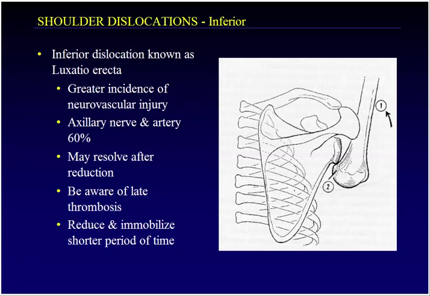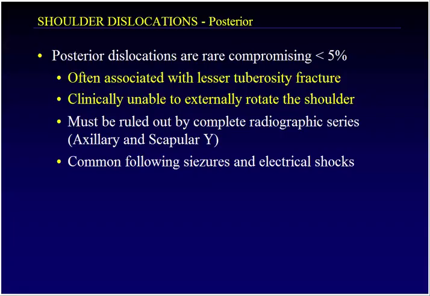However, you have to be aware of the potential for late thrombosis of the axillary artery. So these patients do need to be followed serially with clinical exams after reduction of the shoulder, because even though they may have intact pulses after you reduce it, they can go on and develop thrombosis of the axillary artery. So you want to reduce them and immobilize them for a relatively short period of time, because these injuries are typically stable after reduction.